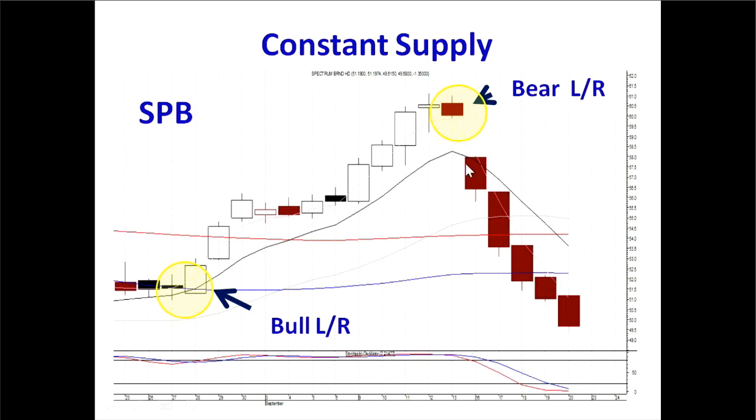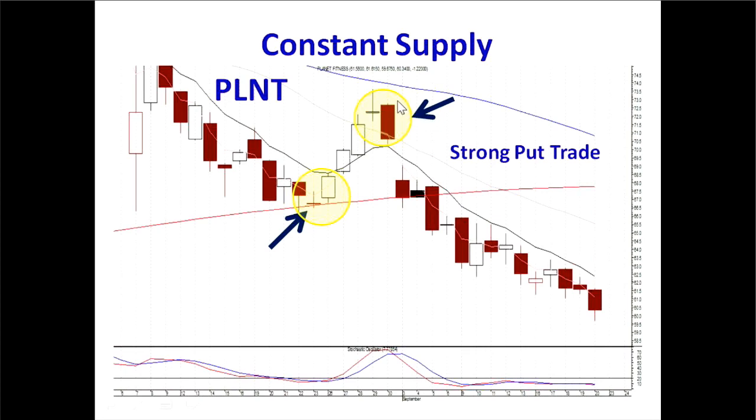But then look at the other side. A left-right combo gap down. What do you want to be doing, especially with it trading below the T line? You want to be going short. Left-right combo. You want to be going short.